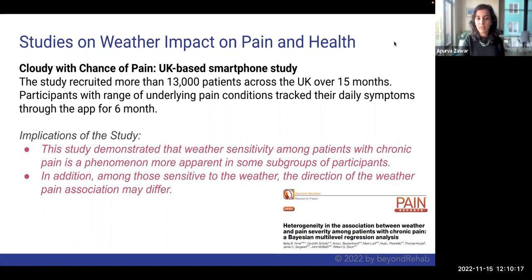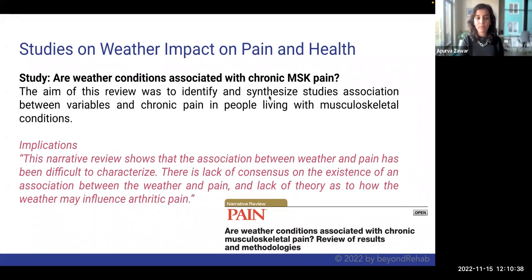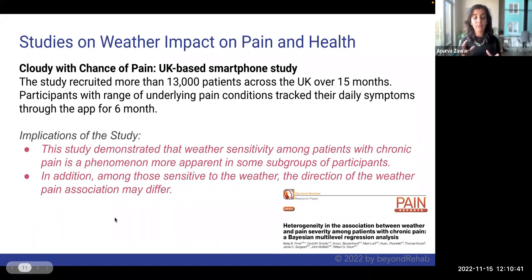Participants with a range of underlying conditions tracked their daily activity levels and daily symptoms for 6 months. Based on the findings, the study demonstrated that weather sensitivity among patients with chronic pain is a phenomenon more apparent in some subgroups versus others. Also, amongst those sensitive to the weather, the direction of the weather-pain association may differ. So it wasn't very conclusive. All they noted was there's higher sensitivity in some subgroups of individuals, who were more sensitive to pain, in their overall pain experience, as compared to the others.